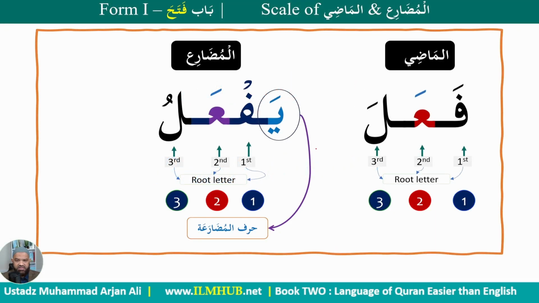Baab fataha is where the madi takes a fatha and the mudari second root letter also takes a fatha. So if you imagine the root letters fa, ta and ha goes through this scale, which we are naming as Baab fataha, it will be fataha yaftahu. Again, this is just an example verb. There will be hundreds that will go through the same scale, and all of them collectively, we're going to say follow the Baab fataha pattern.